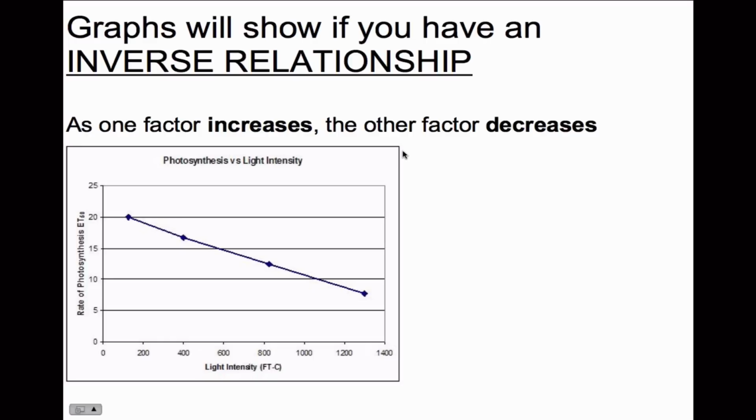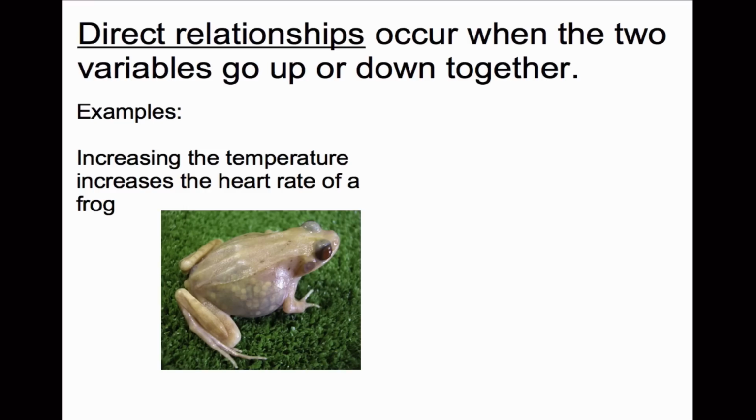So graphs will show us if we have an inverse relationship. That means as one factor increases, the other factor goes down. All right, so in this graph, it shows that the rate of photosynthesis goes down as light intensity increases. Direct relationships occur when the 2 variables go up or down together. So an example of this would be if we increase the temperature of a frog's habitat, the heart rate of the frog is going to increase as well.